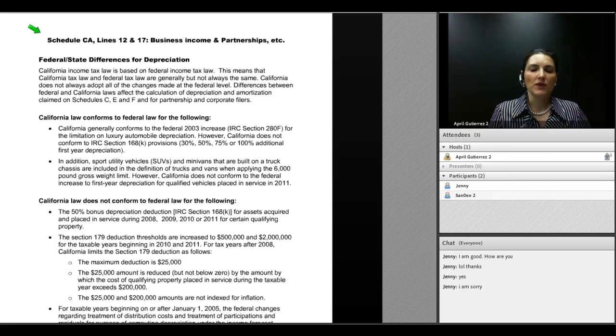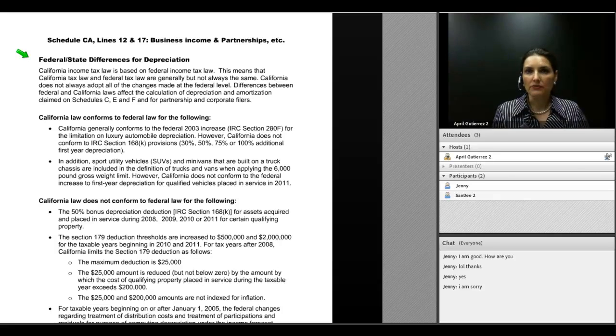Some of the bigger differences between California and the federal government happen when it comes to business tax provisions, in particular differences for depreciation. And although there's nothing new in terms of differences between depreciation for California and federal for 2011 over, say, what was in place for 2010, I still feel it's important to cover these. Now, depreciation is, of course, a very specific topic of tax law.